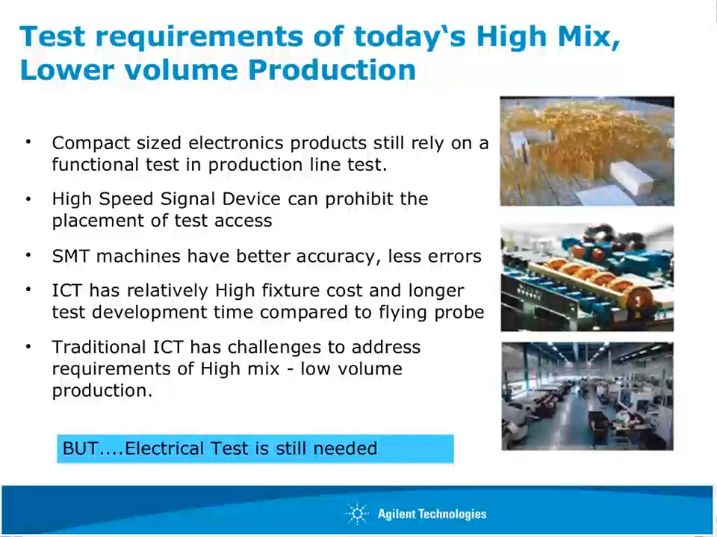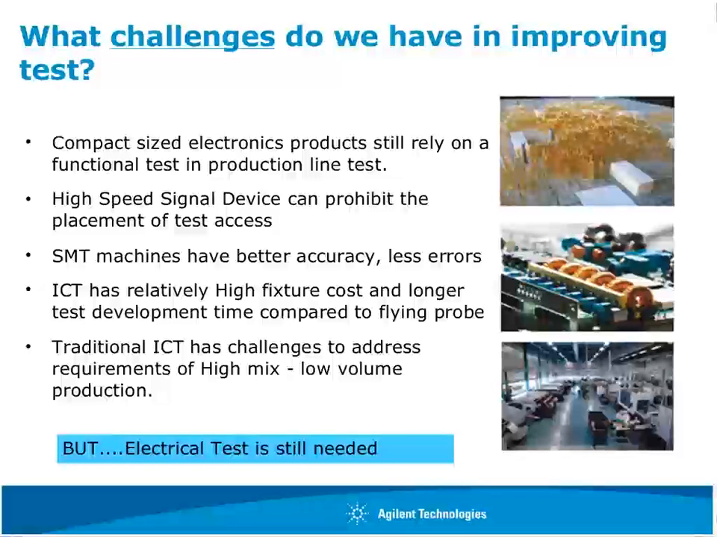So here we can review what are the requirements of today's high mix and low volume production. Compact size electronics products still rely on a functional test, that's for sure. All our products are still electrical in nature. But with better accuracy and placement of SMT machines, more advanced techniques available, quality has improved. However, the ability to introduce defects has also increased with complexity. And traditional in-circuit test does have its place in manufacturing. It's used commonly, but it does have challenges to be cost effective in a low volume and high mix environment.